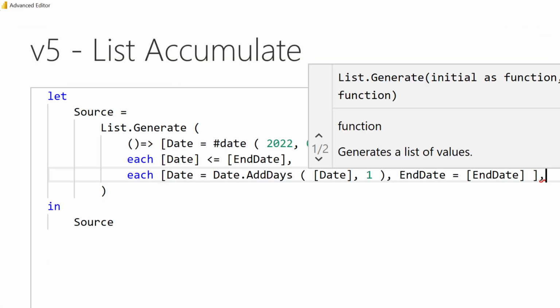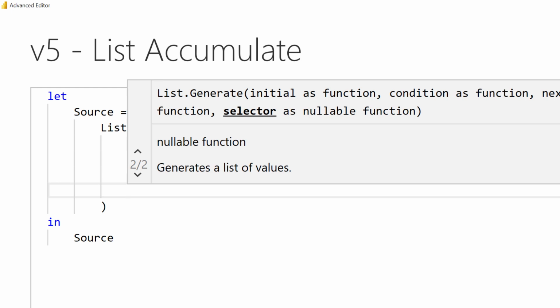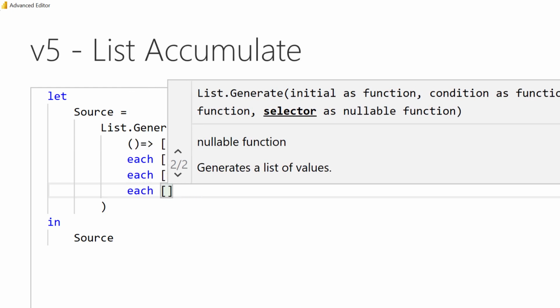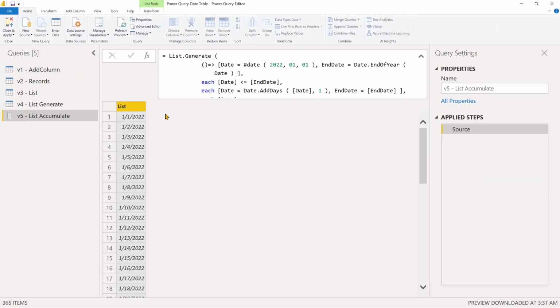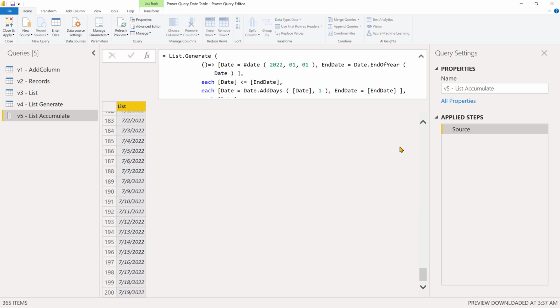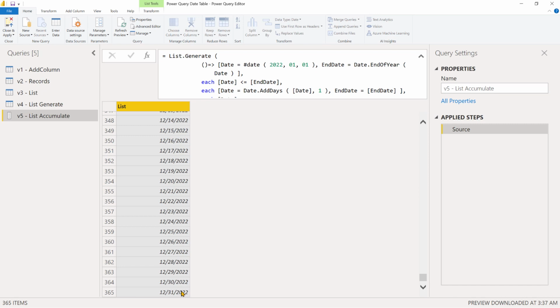And this time, by using the 4th argument, we can return the first field in that record, which is the date. So if I click on done, we have generated a list of dates that starts from the 1st of the year and goes on till the end of the year. So if I scroll down, we get 12/31, 2022.